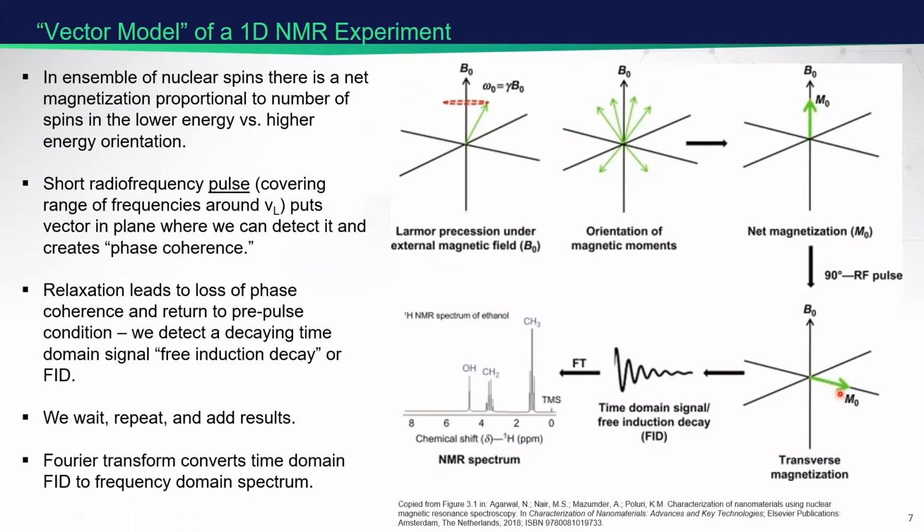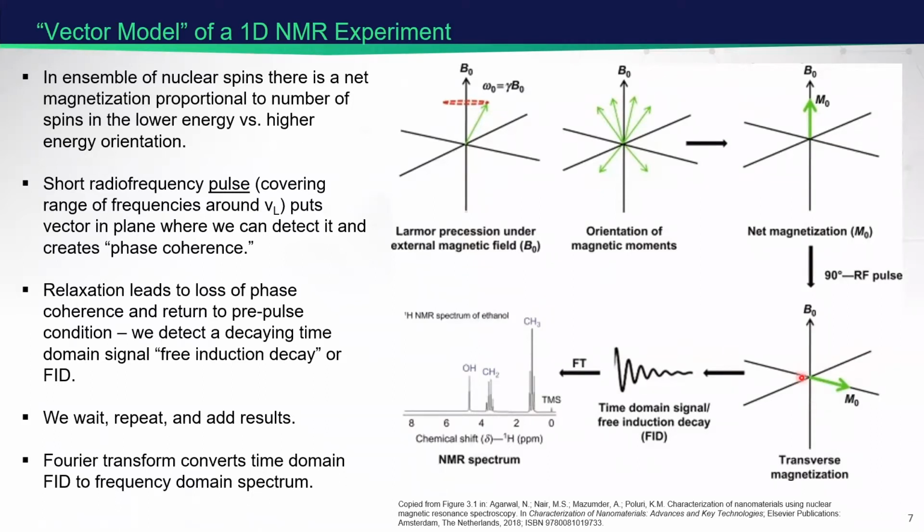We apply this field 90 degrees to the static field, which causes all these spins now to precess about that field. So they absorb the energy, they go through transitions, and now what we have is this net magnetization vector transverse, or 90 degrees to the B0 field. And these spins are also now all precessing around that field, and so they're coherent. Then that pulse goes off and they begin to precess around the B0 field again.